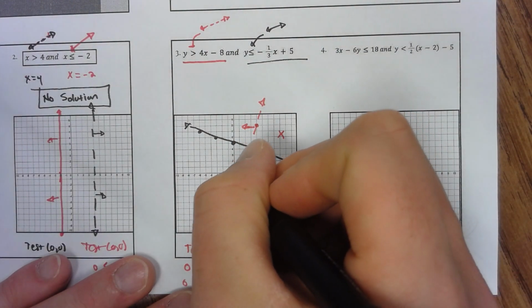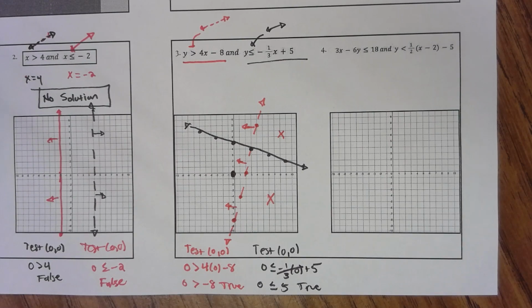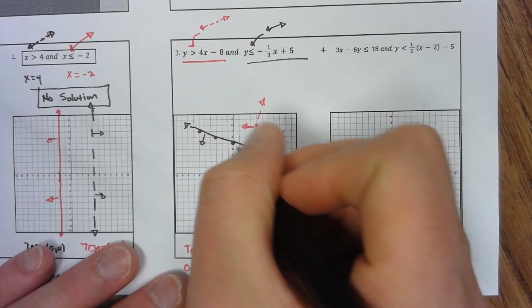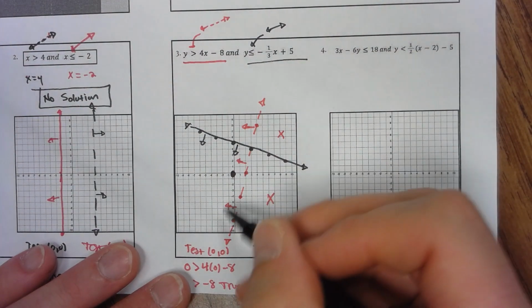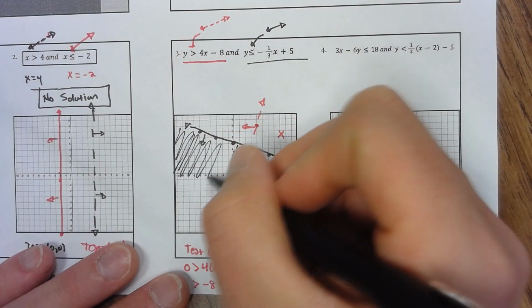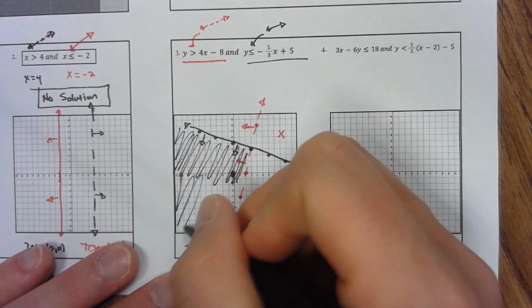Since this is true, I'm going to shade the side of the black line that includes 0, 0, which is below this line, and thus the overlap is this bottom left section.